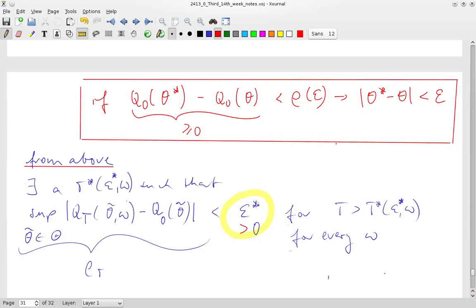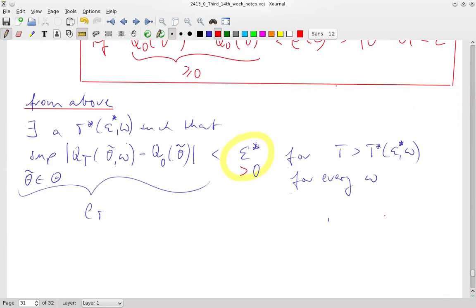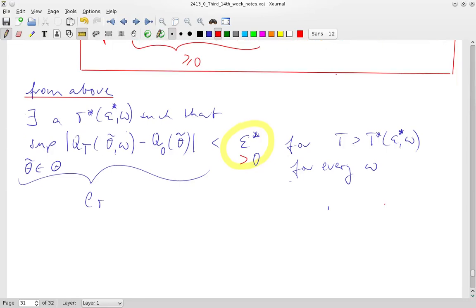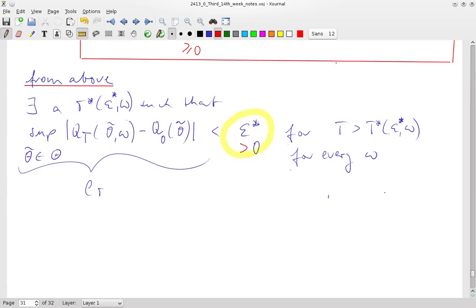Okay. Now, what I've done is I pasted the definition of almost sure convergence uniformly of Qt to Q naught here, and I recognize that there was a small notational error down here. Up there I said that epsilon star was less than 0. I think I didn't say it, but I wrote it. Make sure that you have also in your notes that epsilon star is bigger than 0, of course.